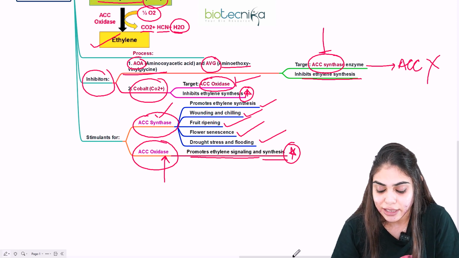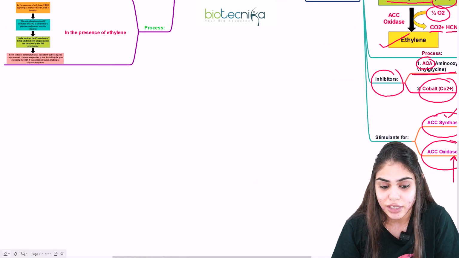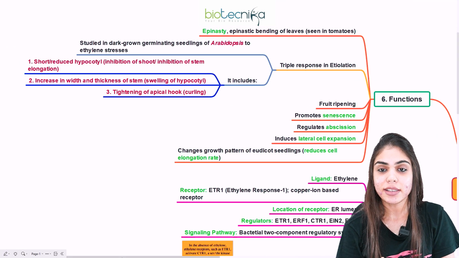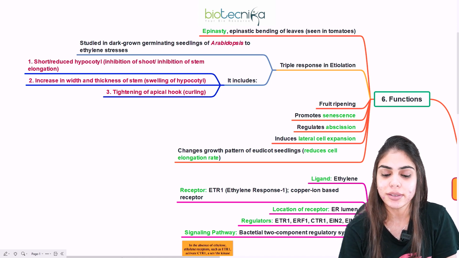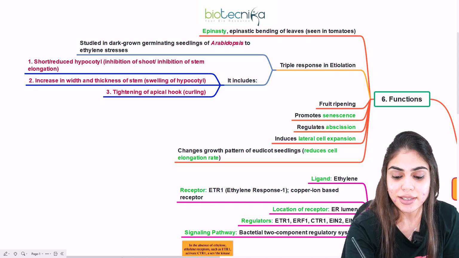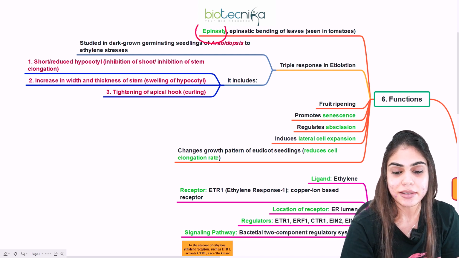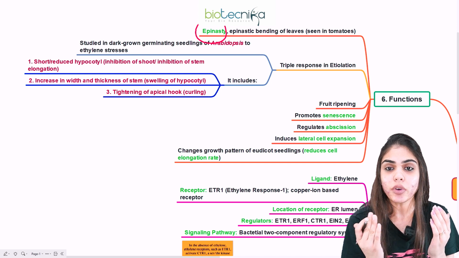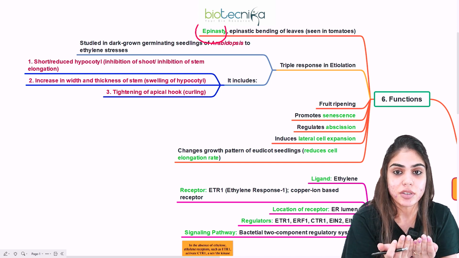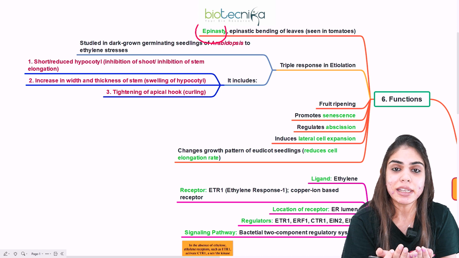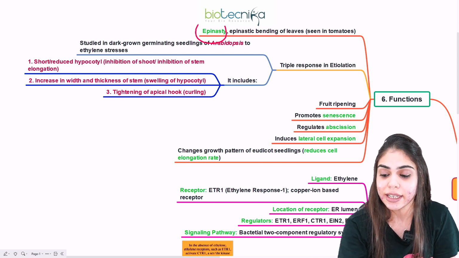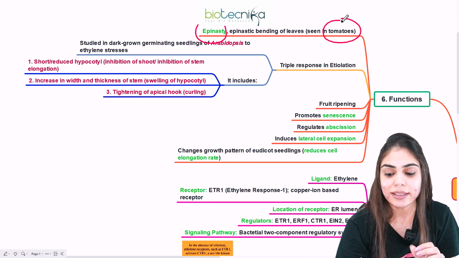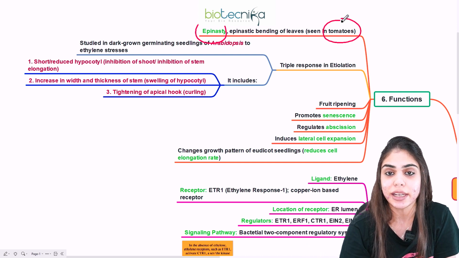Now let's see the signaling pathway as well as the function of this phytohormone. Firstly, let's see the functions of ethylene. Once the ethylene is synthesized, it will serve many functions in the plant. The first function is epinasty. What is epinasty? Epinasty is the downward movement of the leaves in the presence of ethylene. So once the ethylene is synthesized, it will cause the leaves to bend downward, and this is seen in the case of tomato plant. And the second is the triple response in etiolation.